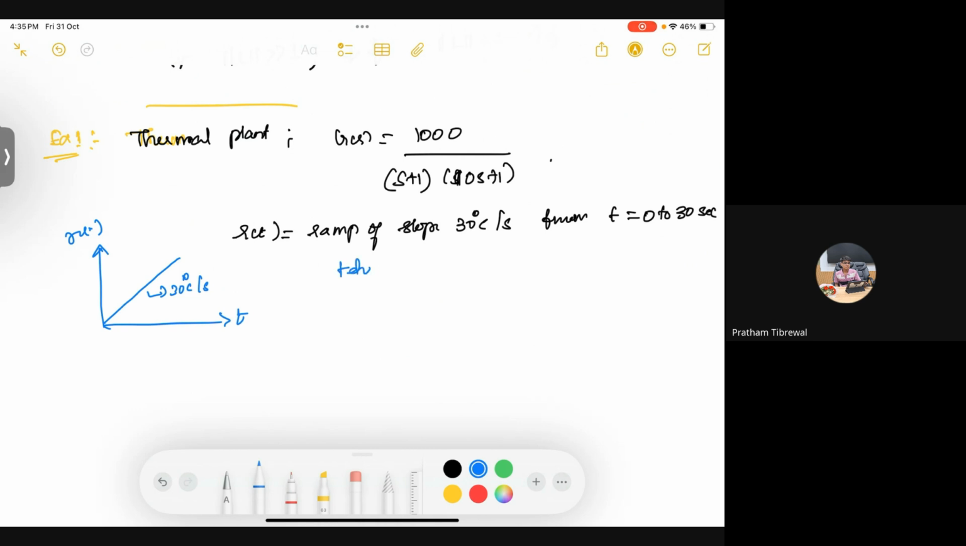Then it goes to 300 degrees Celsius after 30 seconds. So until it reaches 300 degrees Celsius, it increases 30 degrees every second, and after that it will stay constant at 300 degrees Celsius. After that it won't change, right? After 30 seconds.